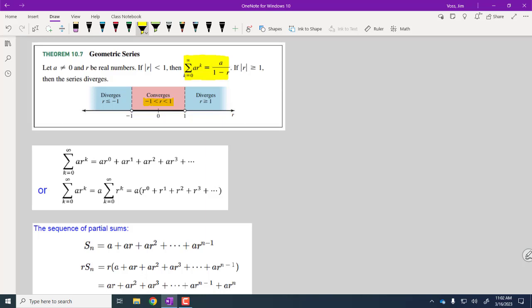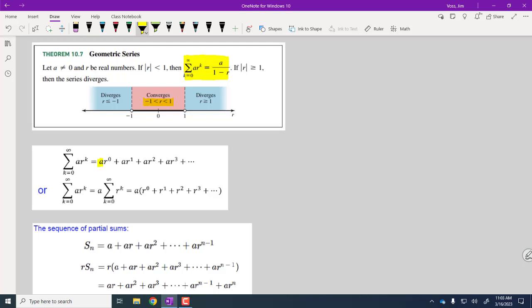So for a geometric series, a represents the very first term. Let's expand it just so, it's right here. So a is the very first term. r to the 0, of course, is 1. So a is the first term in the series. That's what a always will mean for a geometric series, the very first term.